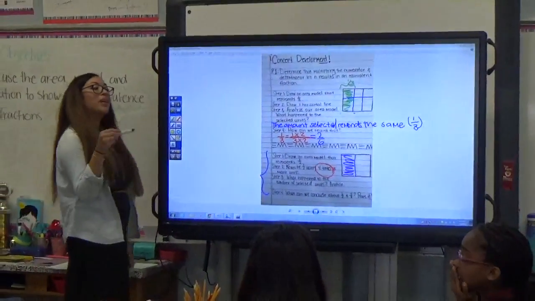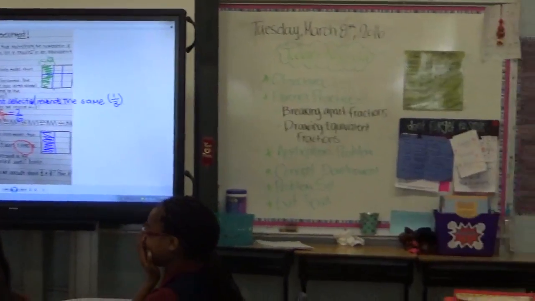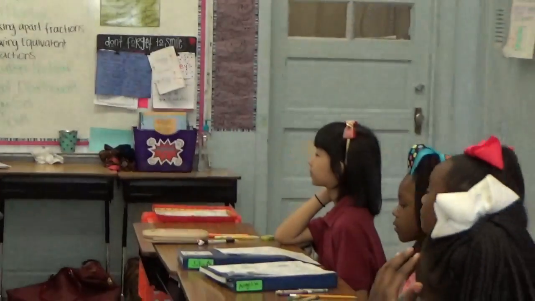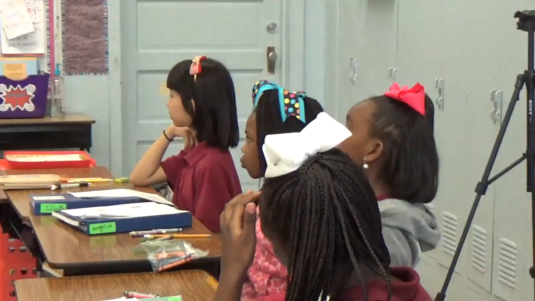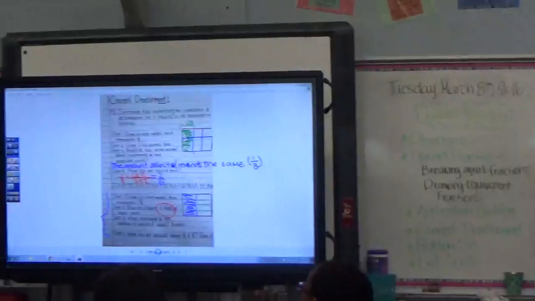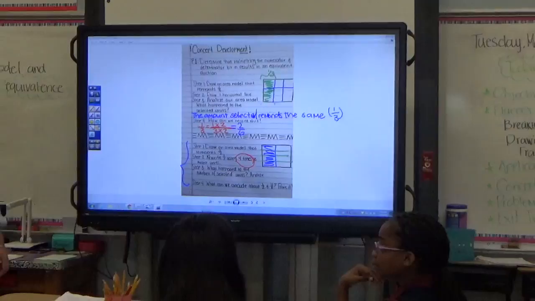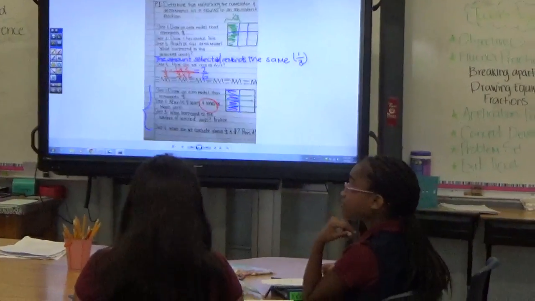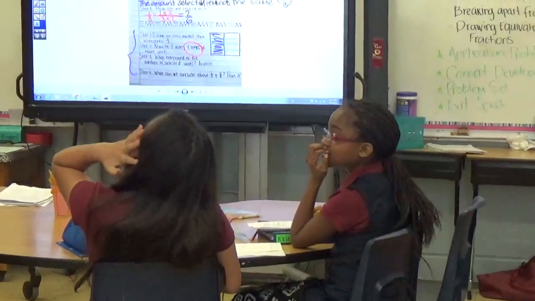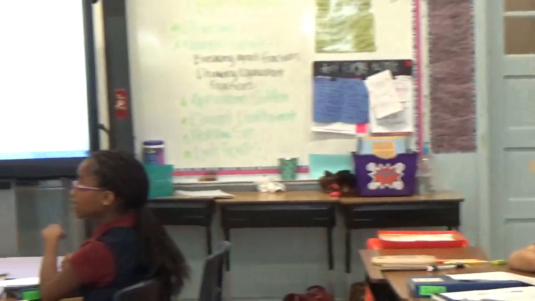So now, how many lines, Kiara, do I need to make 4s? 3 lines. All right. So we're going to make our 3 lines. 1, 2, 3. Which equals 4 rows. Julia, I started with 1/2. I ended up with 4 eighths. Is 4 eighths still the same as 1/2?